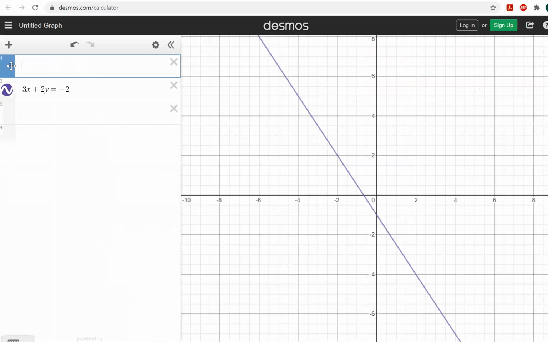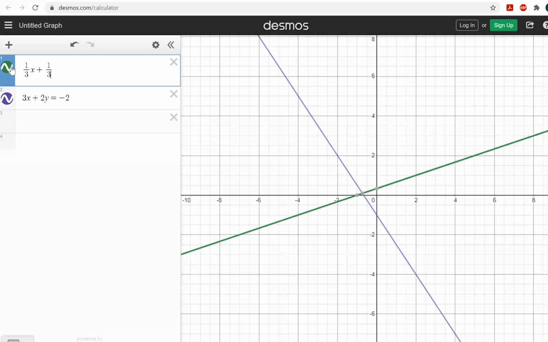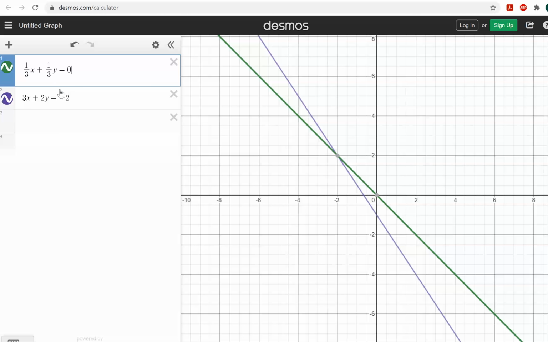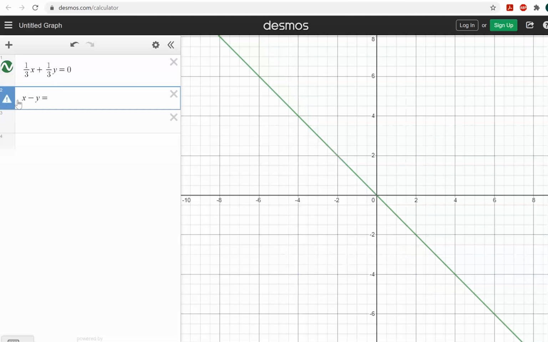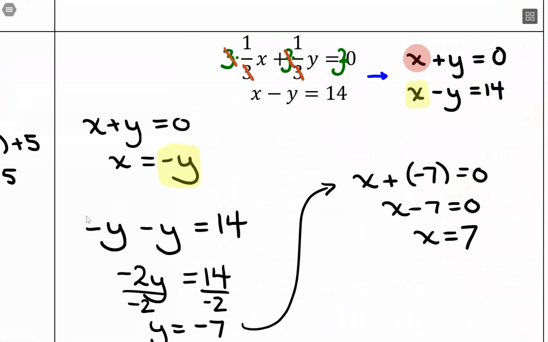So one equation was 1/3 x minus 1/3 y, plus 1/3 y equals 0, and our second equation was x minus y equals 14. And then I can see my intersection point all the way down here, and there's my 7, negative 7. So I can have comfort in that I handled the fractions correctly, the substitution method correctly, it all worked out. Alright, that's our substitution method for solving systems of equations.